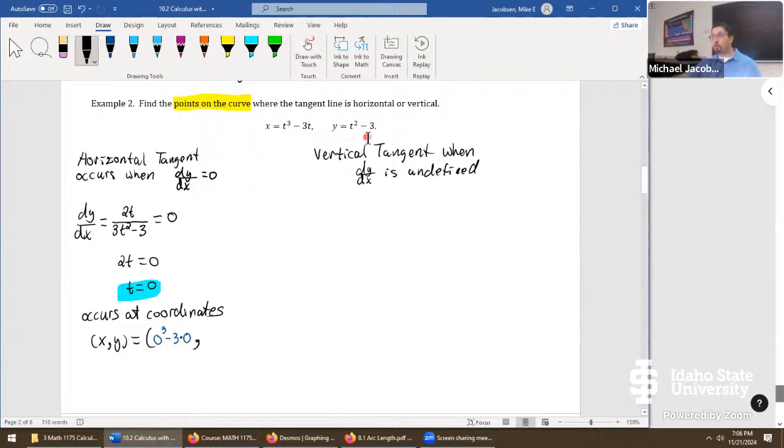And throw in 0 for this equation over here to get 0 squared minus 3. That gets us a result of 0, negative 3. So our claim is there's only one horizontal tangent on this curve, and it occurs exactly at that point. If you believe it, the best thing about all this is it's really fast to verify.